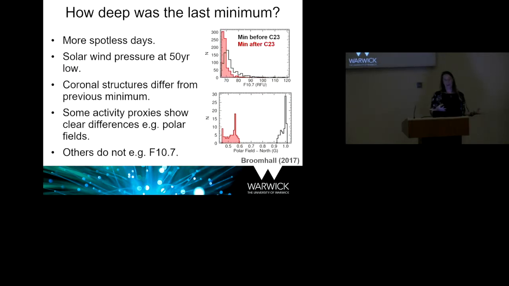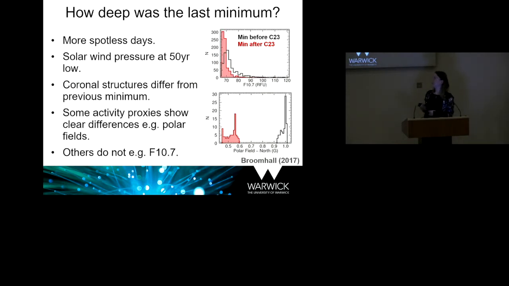I'm now going to go on to show you how we can produce similar figures to compare the last two activity minima, but just to motivate why we wanted to do that, as I've already said, the last minimum was referred to as being unusually deep and unusually long, and indeed there were more spotless days than in previous minima. The solar wind pressure was at a 50-year low, and if you just visually looked at the corona, it looked different from previous minima.